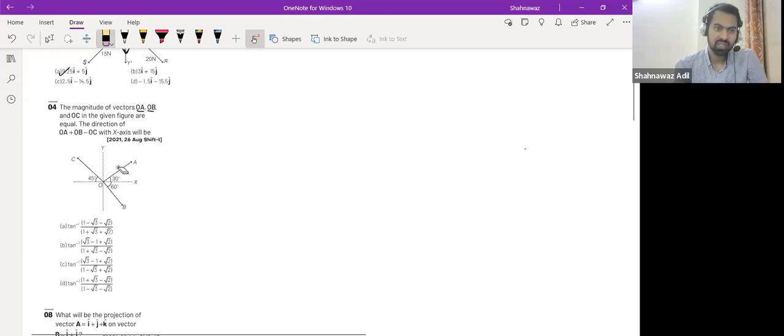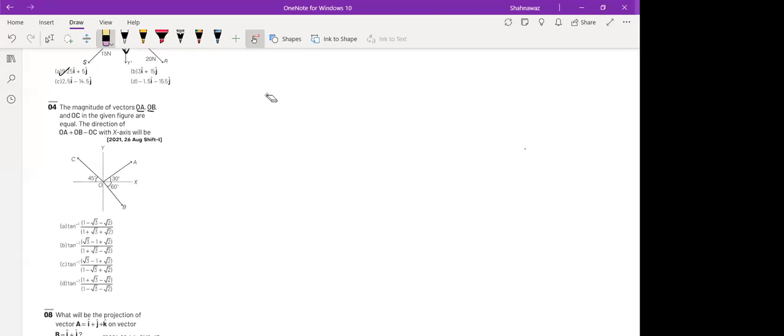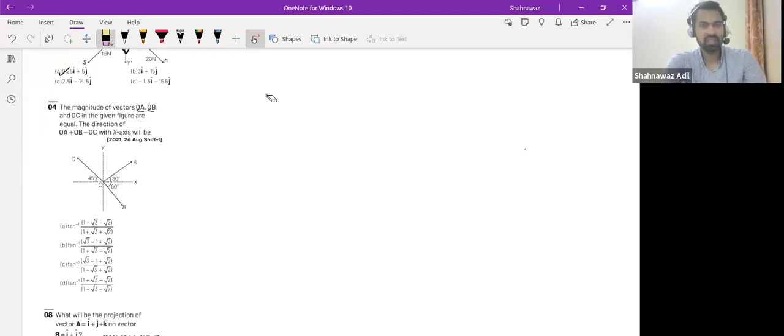Okay, so this is the question, and this is totally based on the resolution of vectors. We have three vectors, right? Can we get the resultant of three vectors using the parallelogram law? Can we get the resultant of three vectors using the parallelogram law?